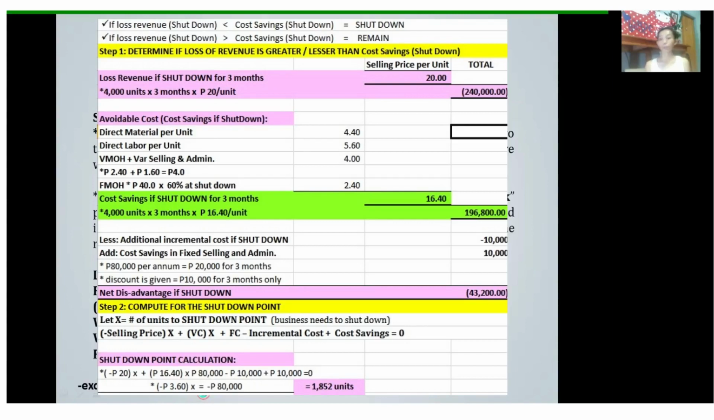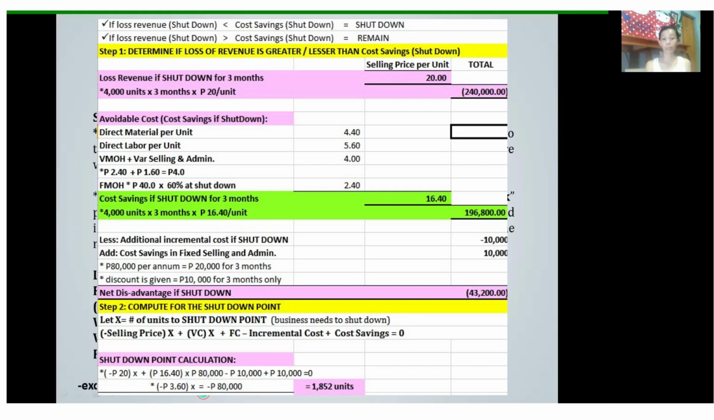Okay, so go back to our decision checklist. If lost revenue because of the shutdown is smaller than the cost savings, then go with the shutdown, because your cost savings are bigger. However, if the loss of revenue because of the shutdown is greater than the cost savings, your cost savings are small. If you shut down, you will lose even more, then remain in operation.